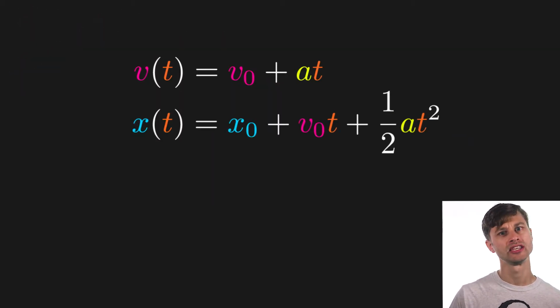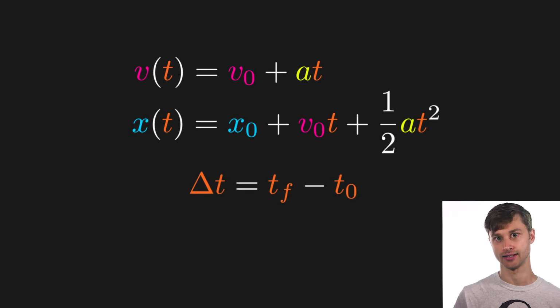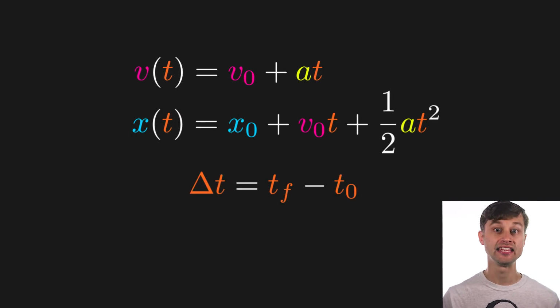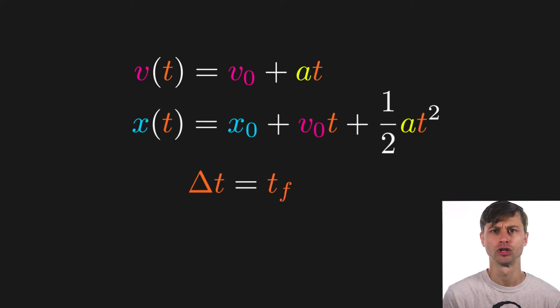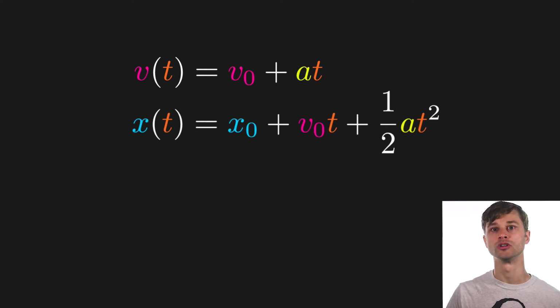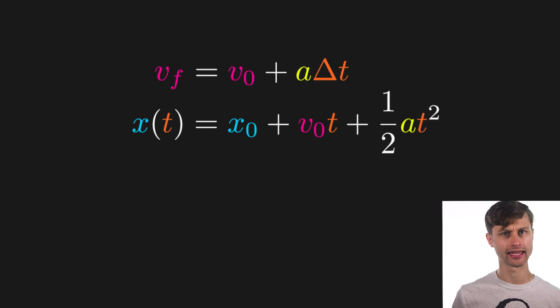The t I'm using here is technically a delta t. Very often we set t initial equal to 0, which means that delta t is equal to final time, or the time that we're looking for in the specific problem. But sometimes we don't want to set our initial time equal to 0, and therefore delta t is going to be the appropriate quantity to use. So a more accurate way of formulating these equations would be like this.